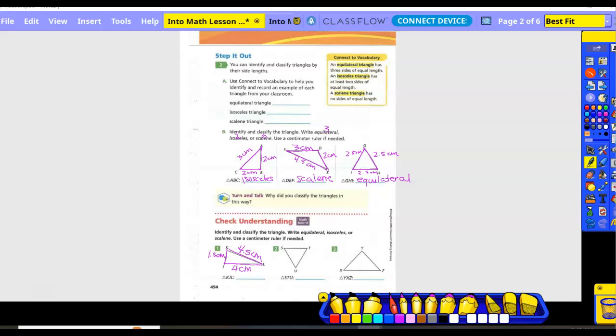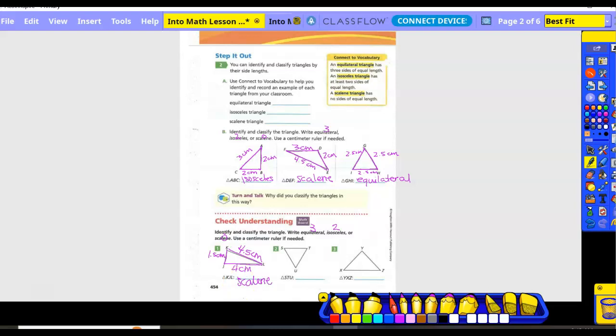Okay, so are any of these sides equal? No. What did we forget to do in the directions before we started? An equilateral has how many equal sides? 3. Isosceles has 2, and a scalene has 0. So which one is it? A scalene.